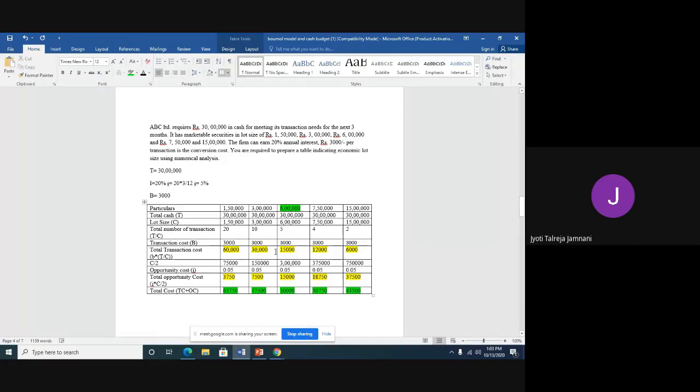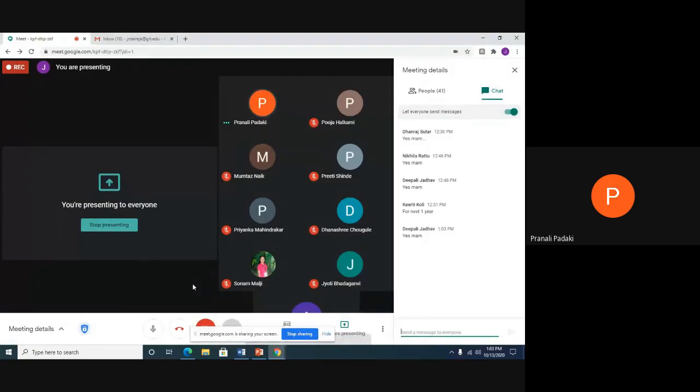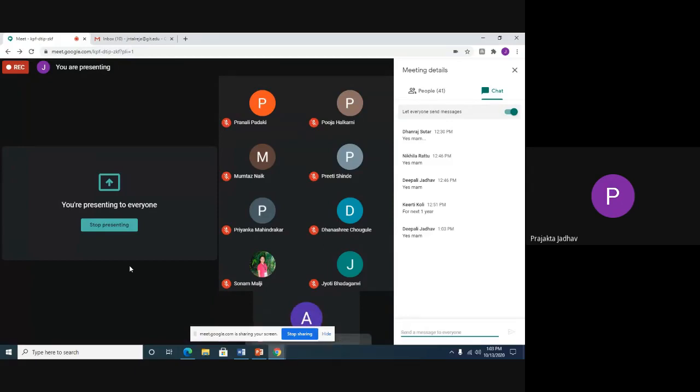Are these sums clear? Yes, ma'am. Do you want me to do some more in the class now, or I'll give you 2, 3 for practice? Ma'am, solve one more. Ma'am, give us for practice as well. Now I have done 3 here. I'll give you 3 to 4 for practice also.